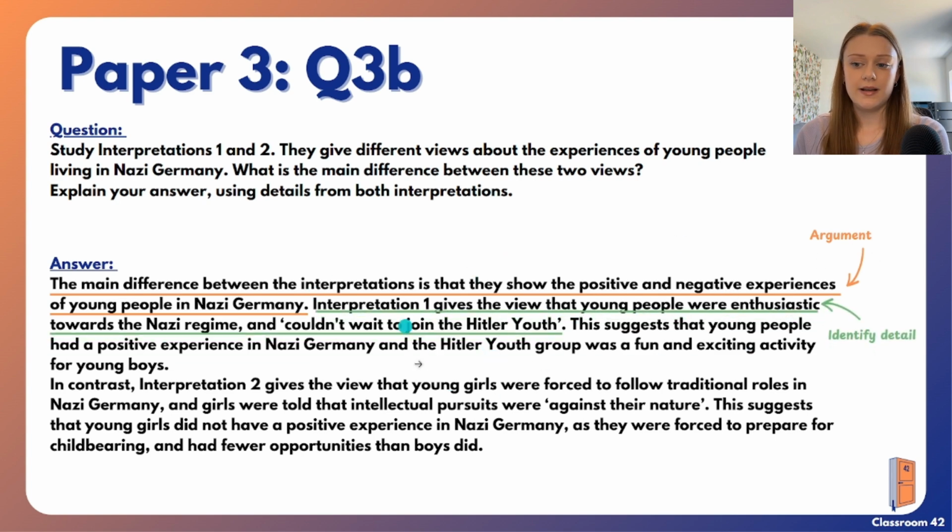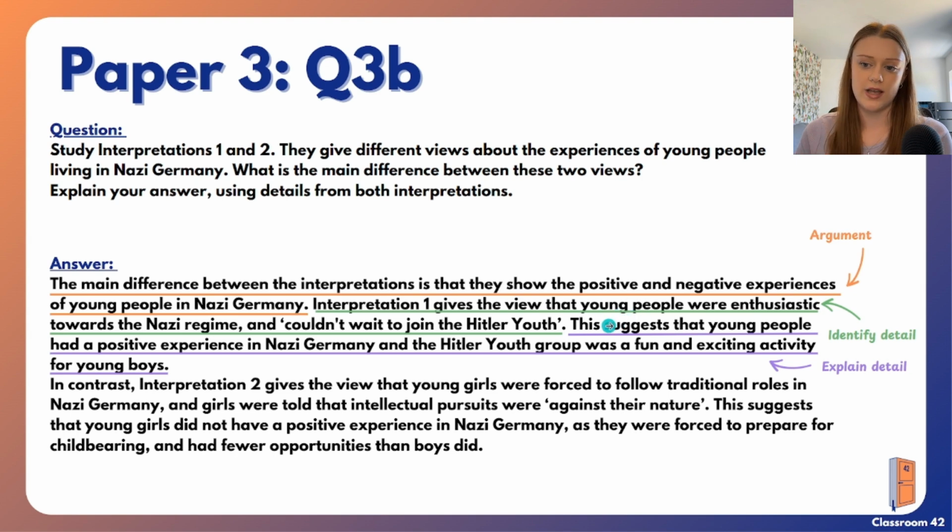We are going to identify our detail from interpretation 1. So we're talking about how young people were enthusiastic and they couldn't wait to join Hitler Youth. So here I've used a quote. You can just use paraphrasing if you'd prefer to as well. And then we're going to explain this detail. So a good way to sort of make sure that you do explain it is by starting with this suggests that. So here we're saying this suggests that young people had a positive experience in Nazi Germany and the Hitler Youth group was a fun and exciting activity for young boys.